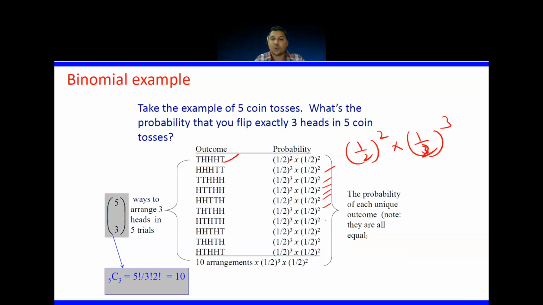That way you see the outcome is fixed always. For these 10 arrangements, the probability is nothing but 1 by 2 whole cube into 1 by 2 whole square. Why? We are talking about getting exactly 3 heads. So the probability of each unique outcome, they all are equal, right? Why did I make 10 arrangements? Because using combination, there are ways to arrange 3 heads in 5 trials. I am tossing 5 times. So how many ways can I get heads? 10 ways. So it is clear why I made this 10, because it is 5C3.